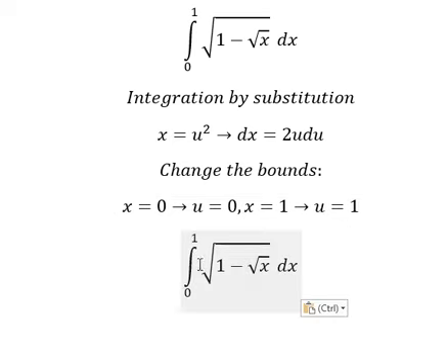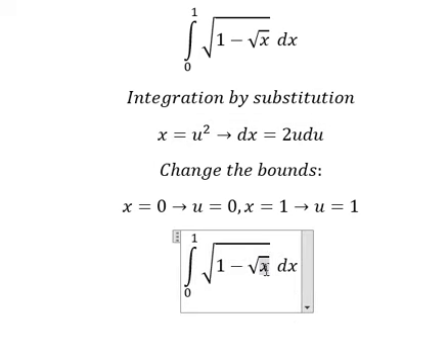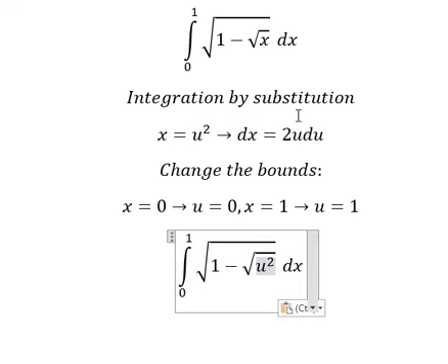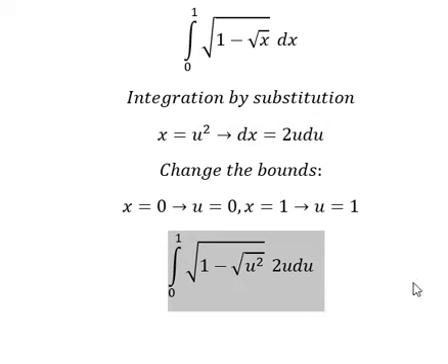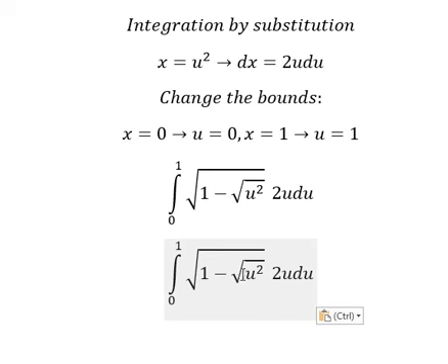So the bounds do not change. We put this one in here. The s we change for this one. So the square root of u square, that is u.